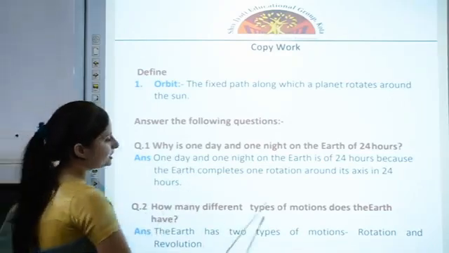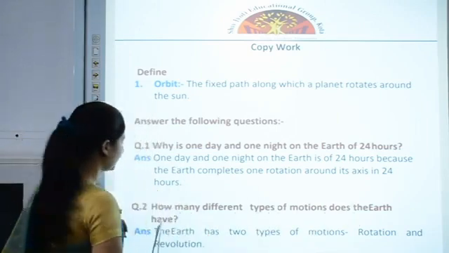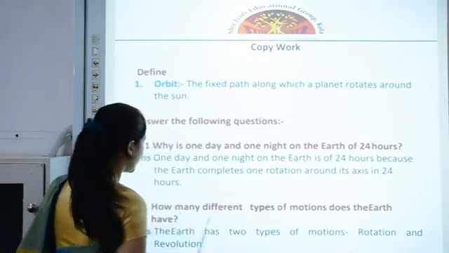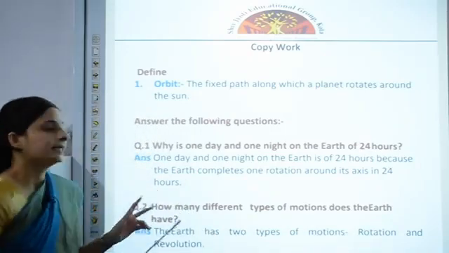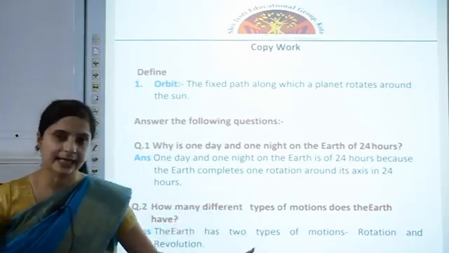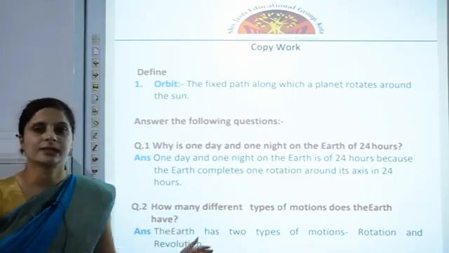How many different types of motions does the earth have? The earth has two types of motions, rotation and revolution. We learned that there are two types of motions, that is rotation which causes day and night and revolution which causes seasons.